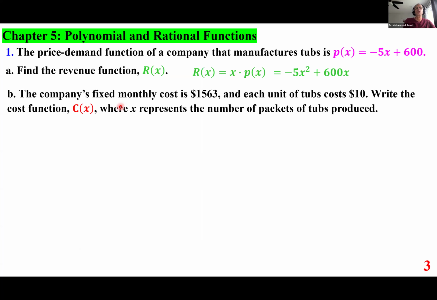The company's fixed monthly cost is $1,563, and each unit of tops costs $10. Write the cost function C of x, where x represents the number of packets of tops produced. So it's simply put the cost function. This is a fixed cost. Each one is 10. We're going to produce x amount, so 10x plus 1,563.